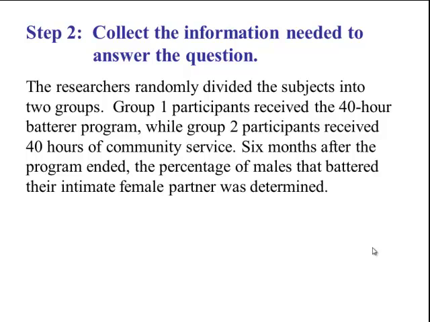Second step, we collected the data needed to answer the question. So they were selected into 2 groups. Group 1 received the treatment, that was the batterer program. Group 2 received 40 hours of community service, and that was the control group. 6 months after the program ended, the percent of males that hit their female partners was determined.